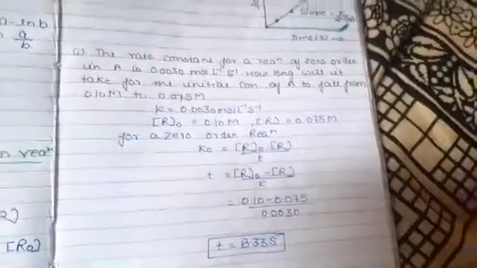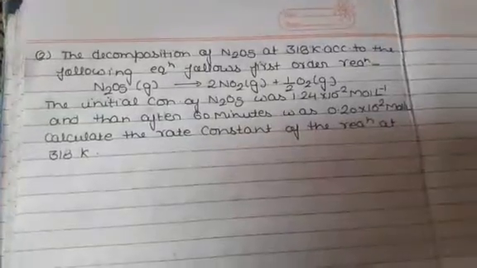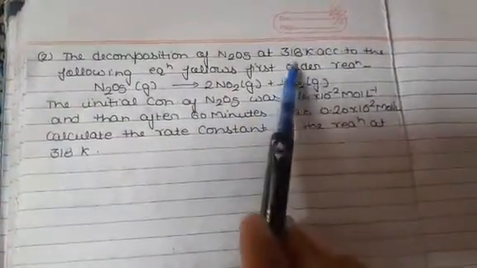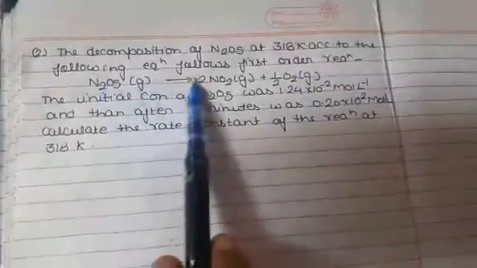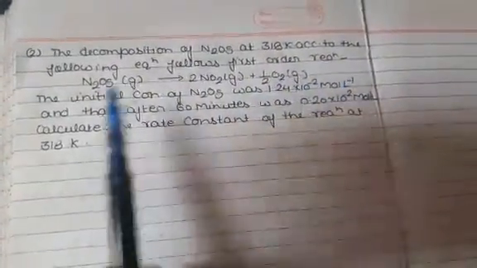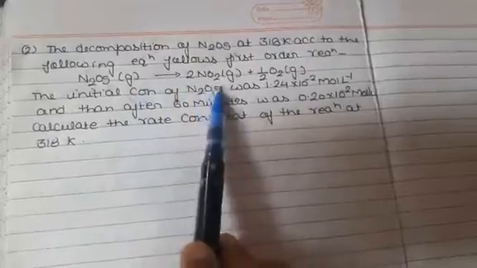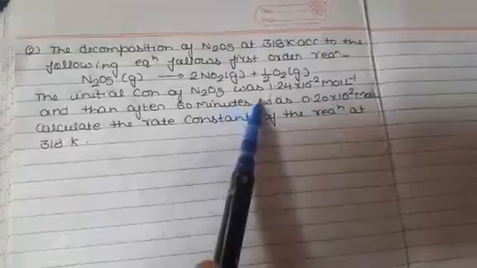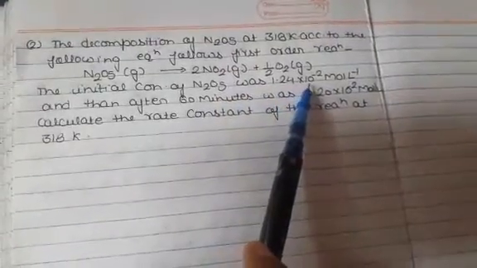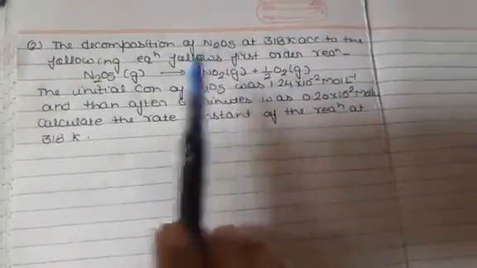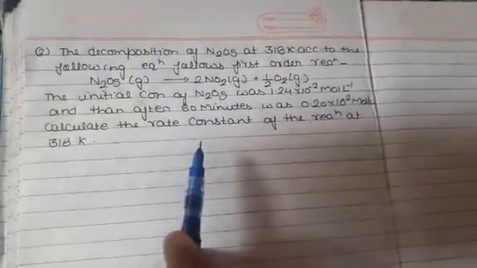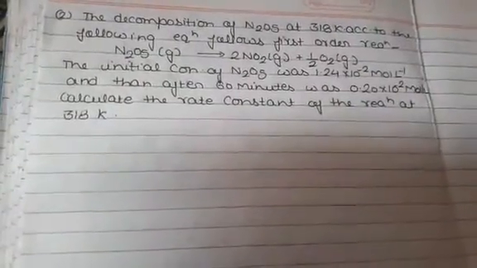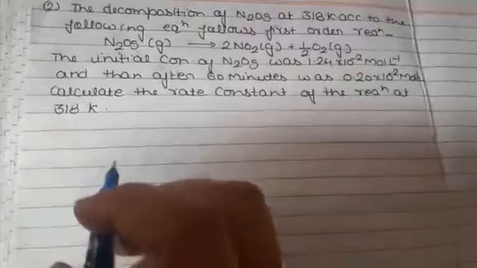Okay, now the next one. The decomposition of N2O5 at 300 Kelvin according to the following equation follows first order reaction. N2O5 gas gives 2NO2 gas plus half O2 gas. The initial concentration of N2O5 was 1.24 into 10 to the power minus 2 mole liter inverse, and then after 60 minutes was 0.20 into 10 to the power minus 2 mole. Calculate the rate constant of the reaction at 318 Kelvin.